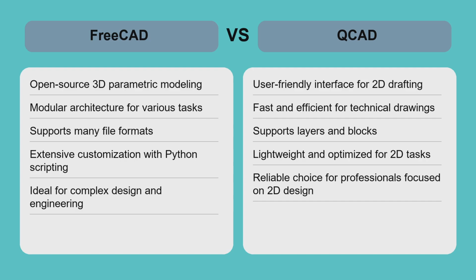For example, if you need to design mechanical parts or architectural models, FreeCAD provides the tools needed for detailed 3D visualization and modifications. If your work focuses on floor plans, schematics, or circuit diagrams, QCAD streamlines the process with its efficient 2D features. Both support industry-standard formats, but FreeCAD's versatility comes at the cost of complexity, while QCAD prioritizes speed and ease for 2D projects.